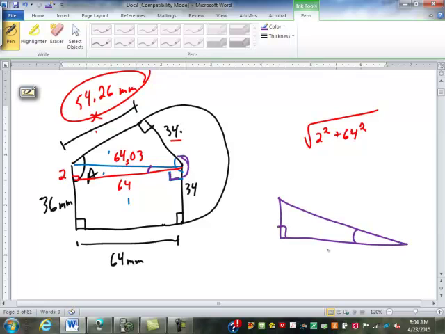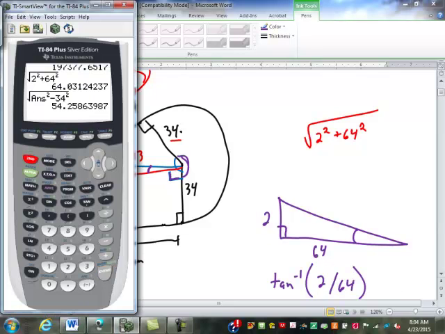this one here, this is 64 and this is 2, is going to be the inverse tangent of, which one goes on top? Cody, say 2. 2, yeah. So, inverse tangent of 2 divided by 64. 1.79 degrees.